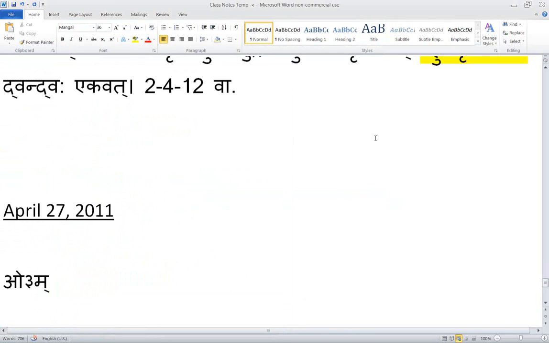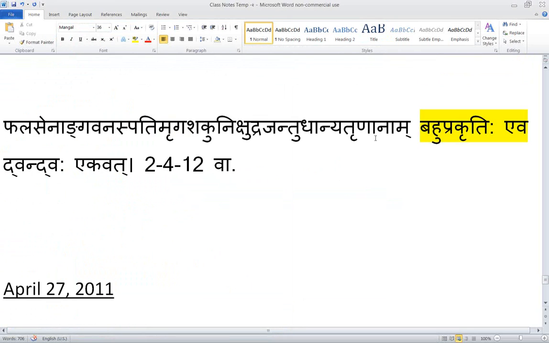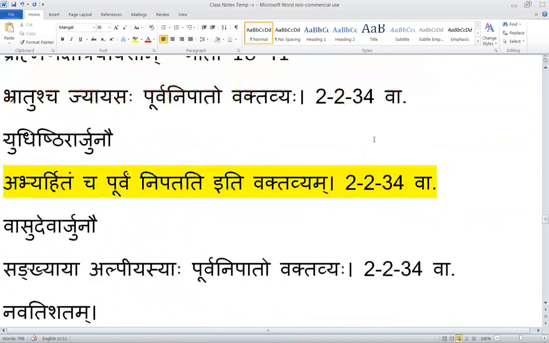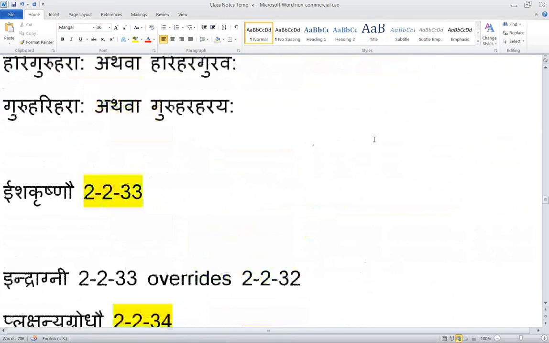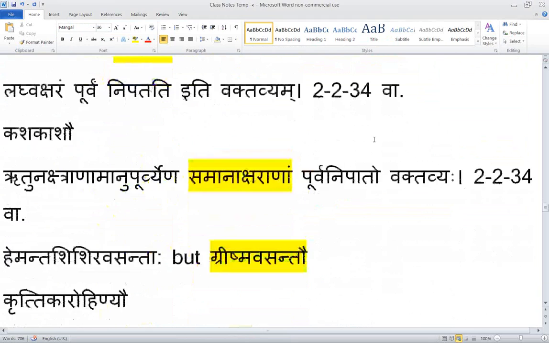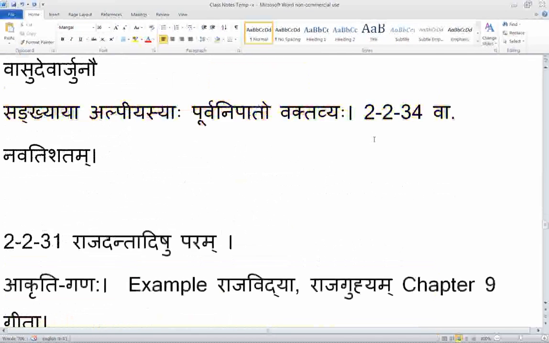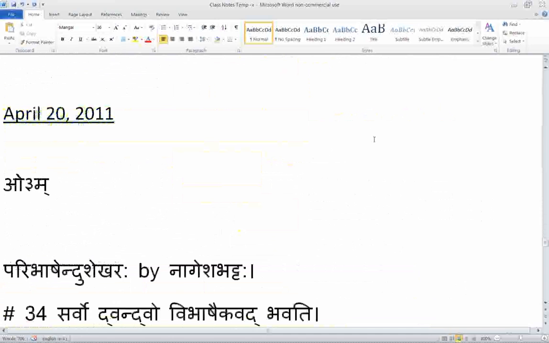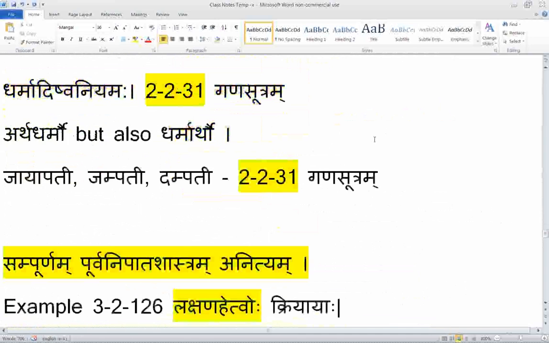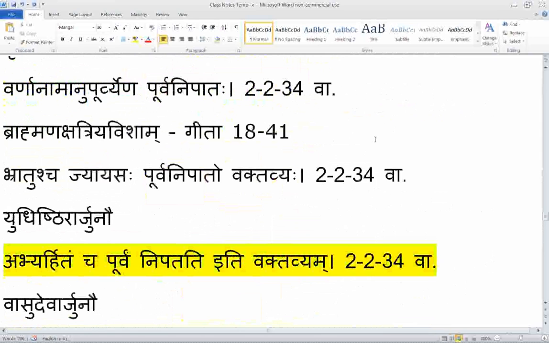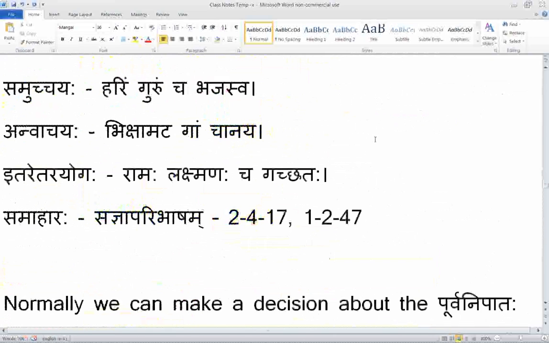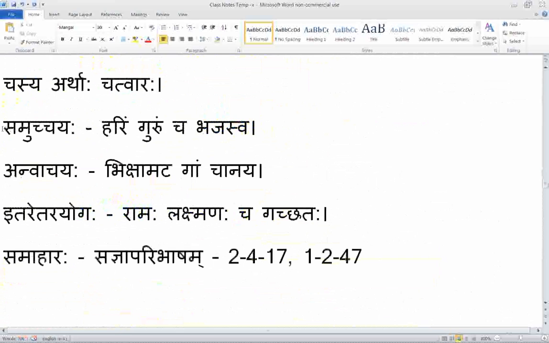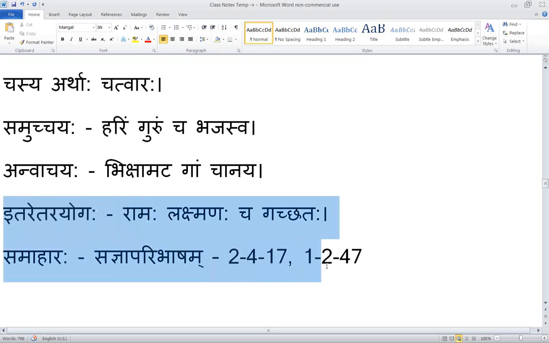Because, you know, we saw there are four meanings of the Cha Shabdaha, and that was in the prior class. We said that two of them would give samarthyam, so we can make a compound. We had these four meanings: Samuchayaha, Anvachayaha, Itaretara Yoga, and Samaharaha. So these two, which have samarthyam, we can form the compound.